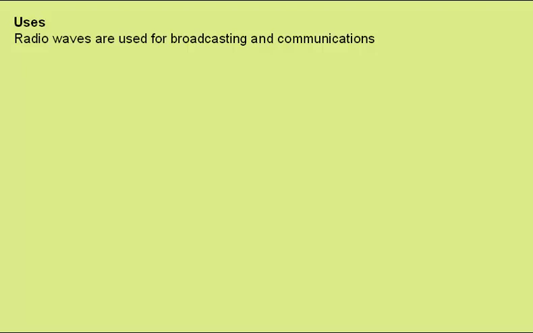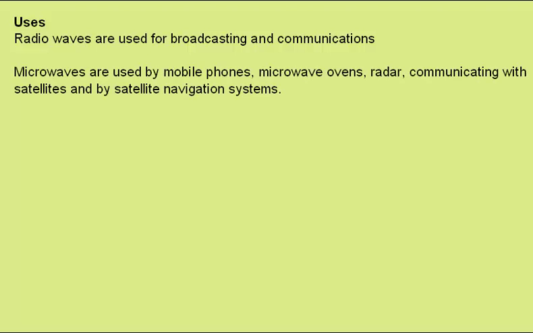Here are some of the uses of the members of the electromagnetic spectrum. Radio waves are used for broadcasting and communications. Microwaves are used by mobile phones, by microwave ovens, radar for finding the position of aircraft, communicating with satellites, and by satellite navigation or sat-nav systems.